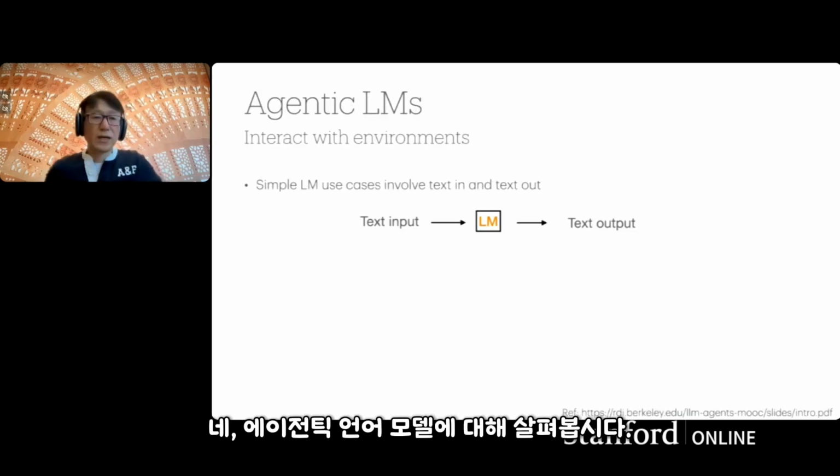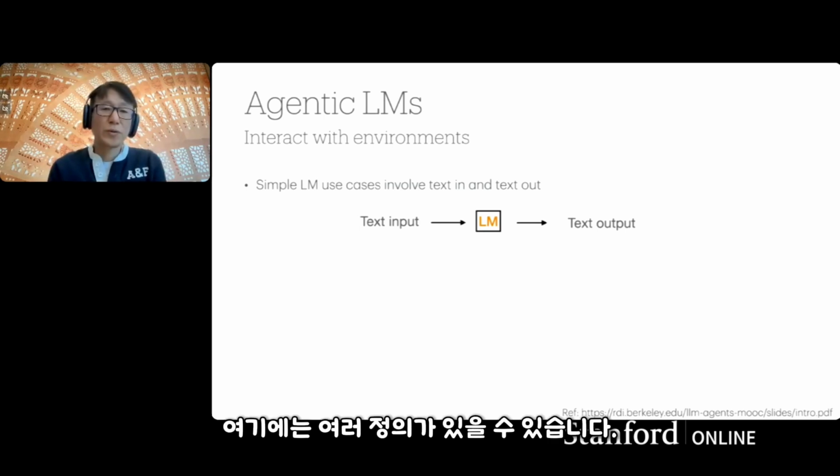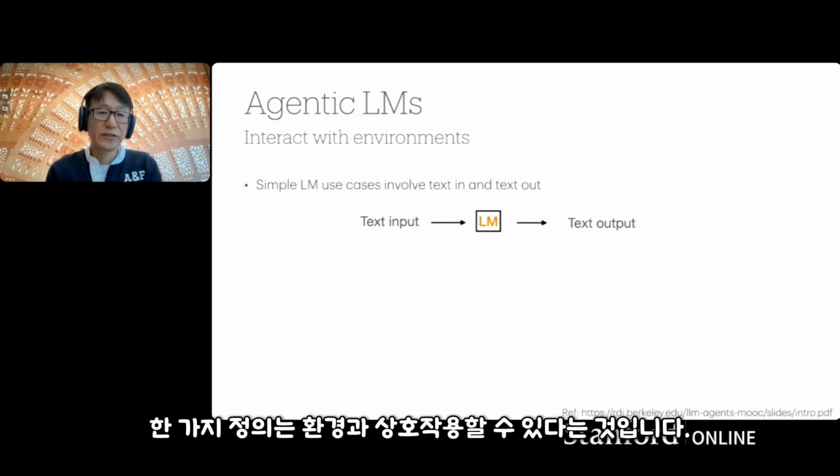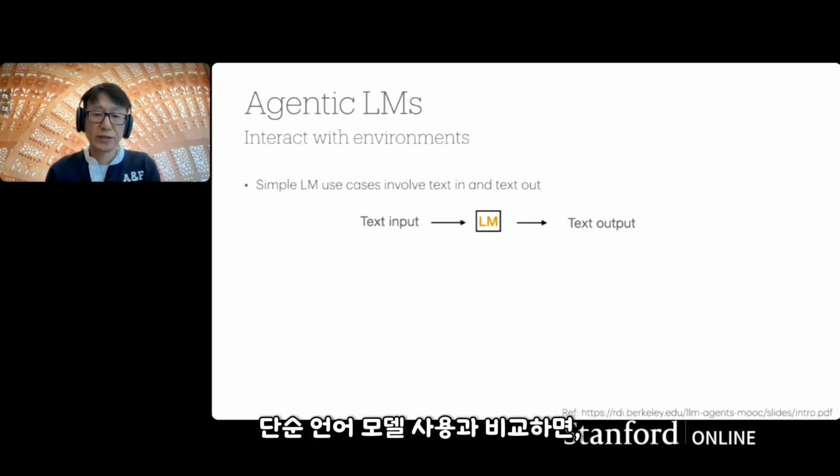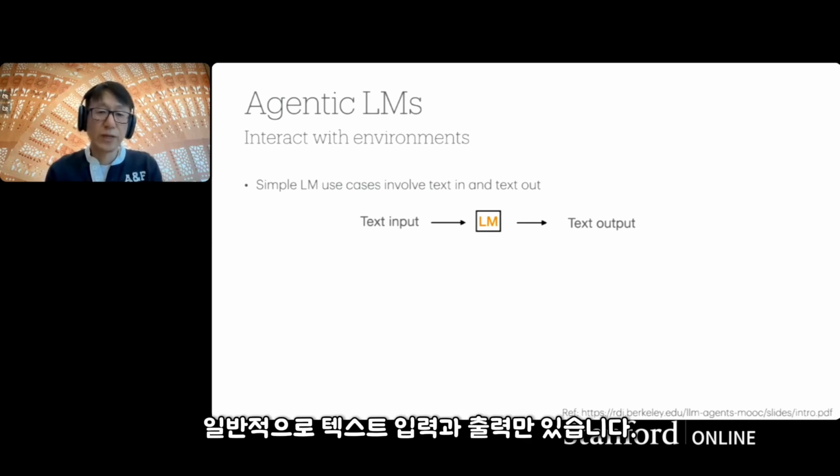All right, so, agentic language model. There can be many definitions. One definition is that it can interact with the environment, compared to simple language model usage, which, as you see here, is text input and text output.